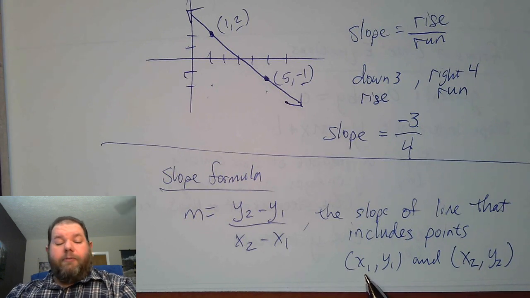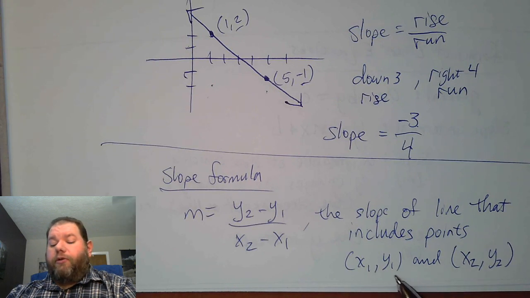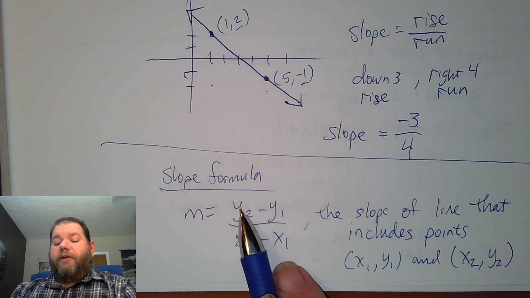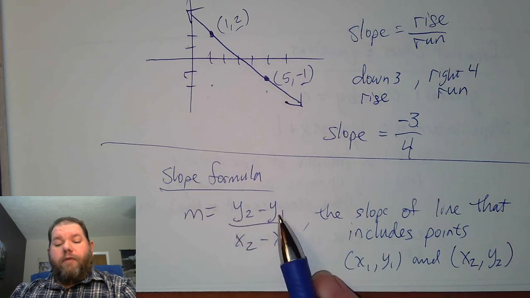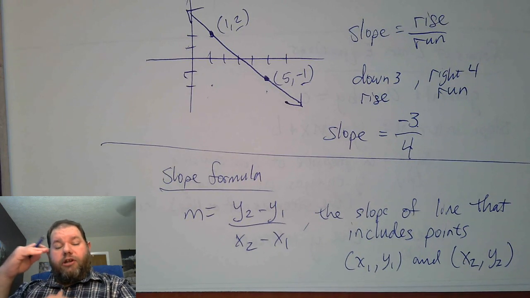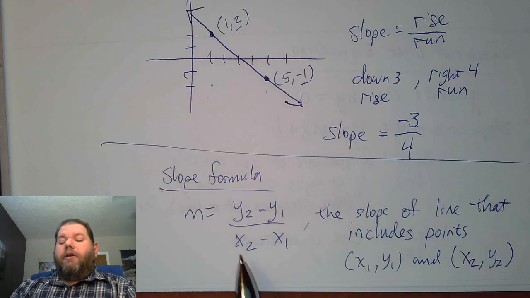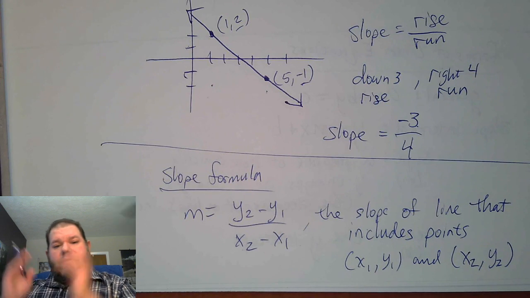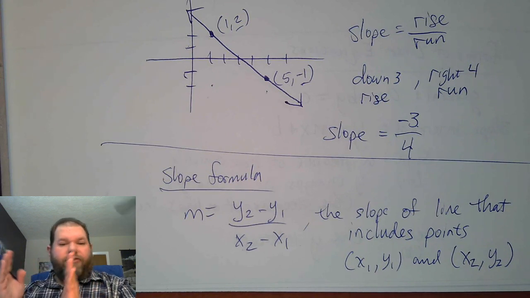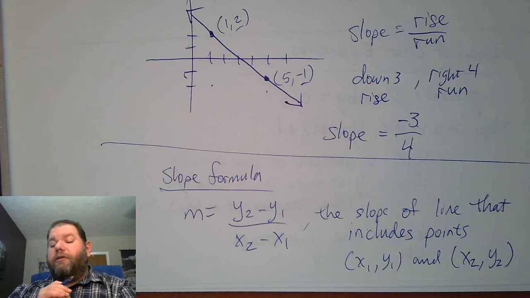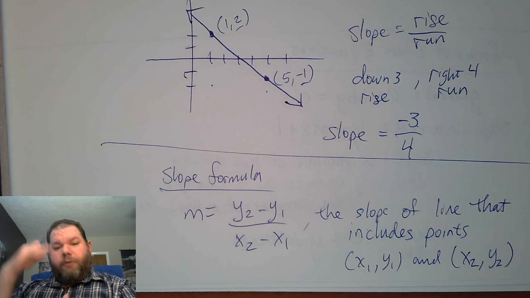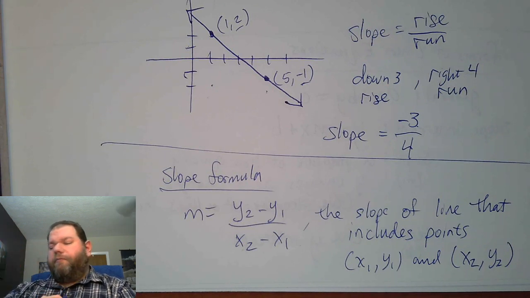So we use the subscript to denote which point it is that we're looking at. We have the first point with x1 and y1, and the second point with x2 and y2. We always take the second one minus the first. For the y values, that tells us the vertical change, the rise. And the difference in the x values shows us the horizontal change, the run. That's how we calculate rise over run.